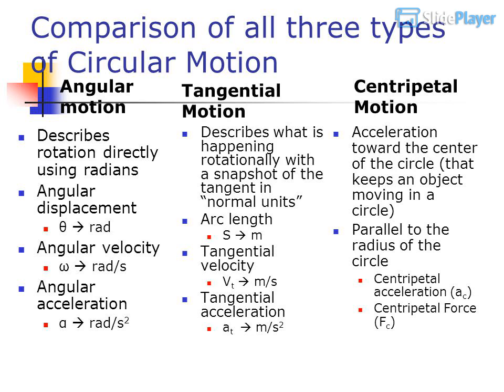Tangential motion describes what is happening with a snapshot of the tangent, in normal units. Arc length, s, in m. Tangential velocity, v, in meters per second. Tangential acceleration, at, in m/s². Centripetal motion is acceleration toward the center of the circle that keeps an object moving in a circle, parallel to the radius of the circle. Centripetal acceleration, ac. Centripetal force, Fc.